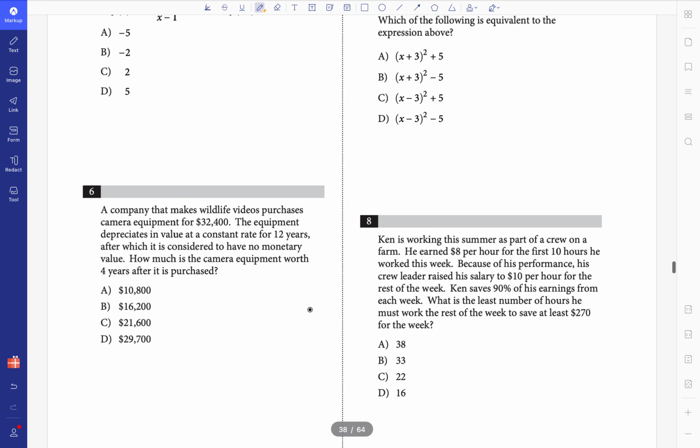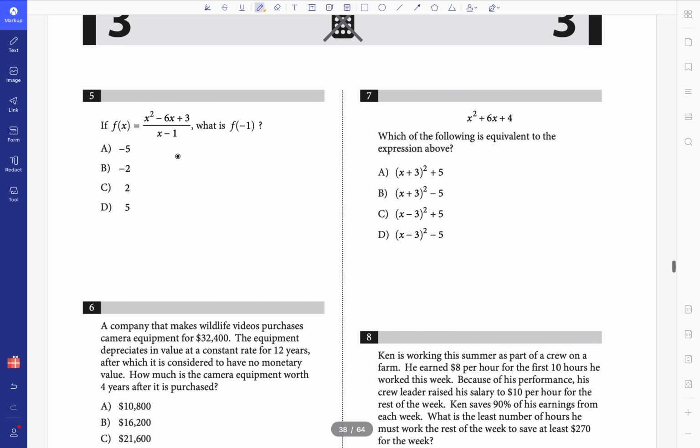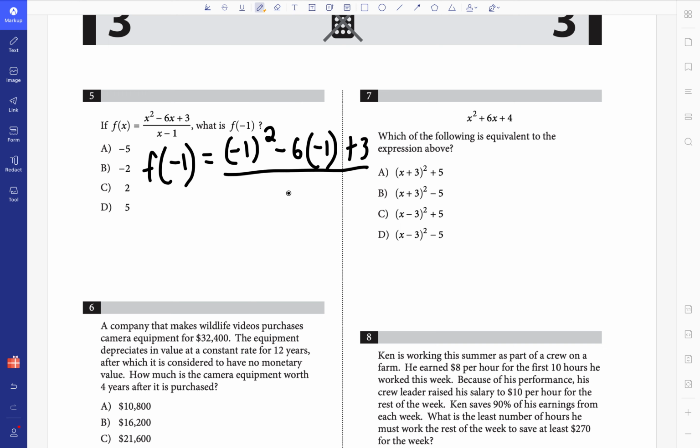Now let's move on to the next problem, and we moved on a little too fast. Okay, so f of -1 is, every time we see an x, we're just going to plug in -1. So -1 squared minus 6 times -1 plus 3 over -1.